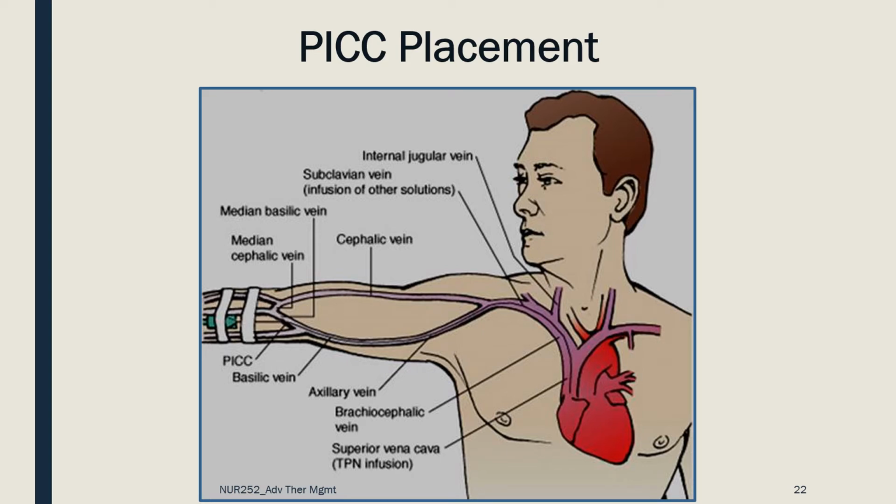This diagram just gives you an idea of PICC placement. When you see that green area on this patient's arm, that is where the PICC has been inserted. If you follow along that black line there, then that goes into the third part of the superior vena cava.